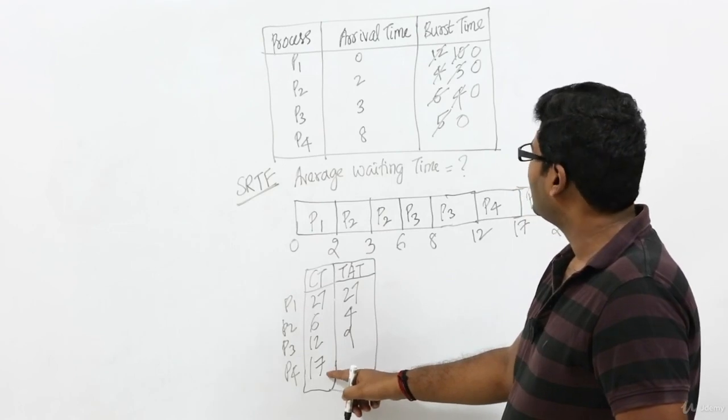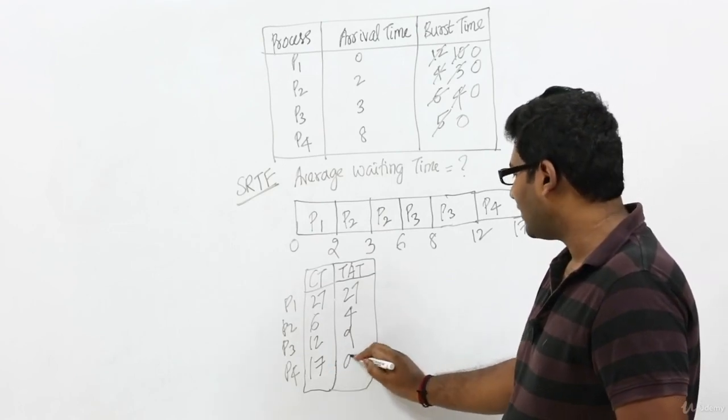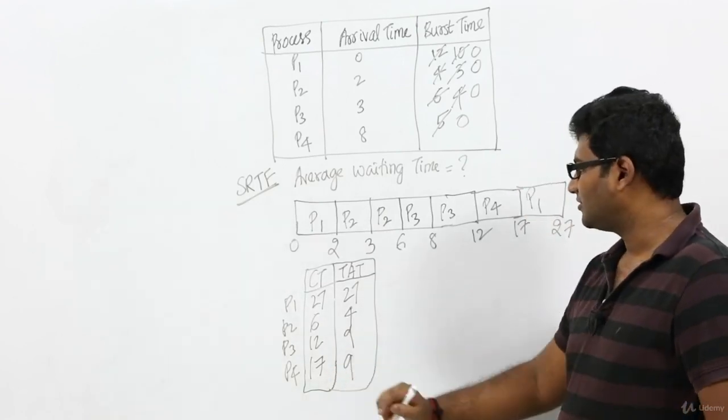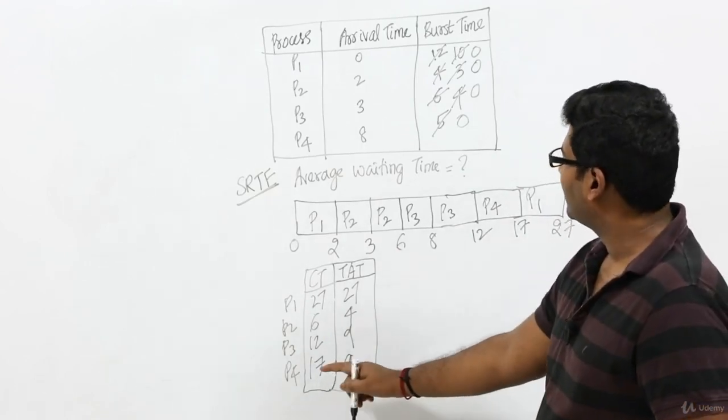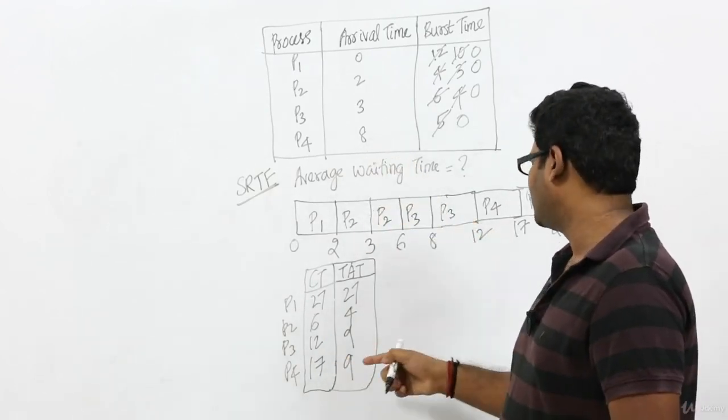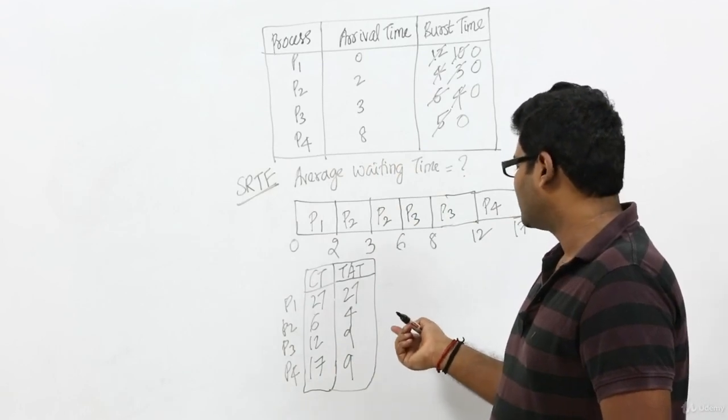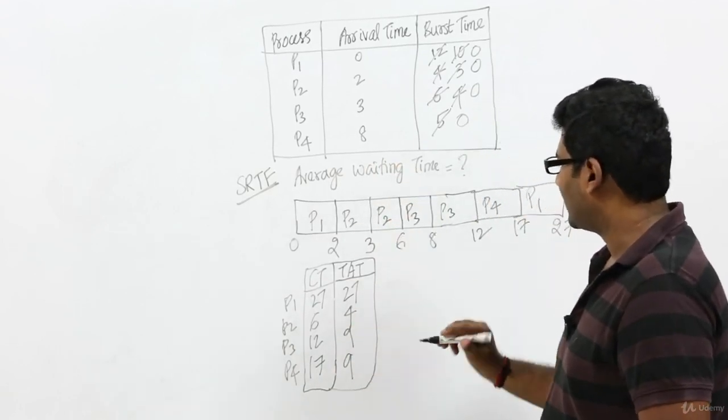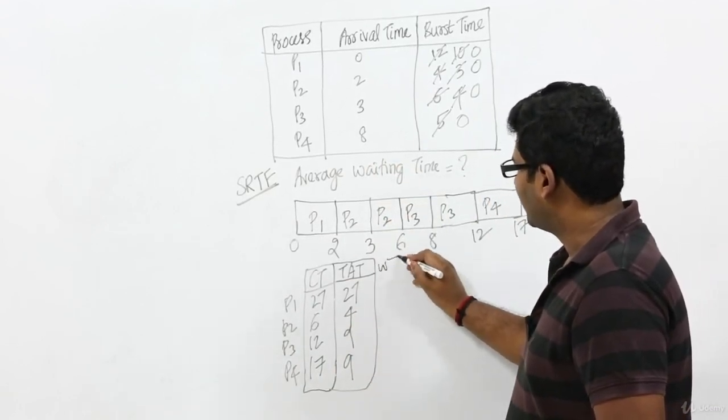17 minus 8 is again 9. P4 has completed its execution at 17 and it arrived to the RAM at 8, which means it has a turnaround time of 17 minus 8, which is 9. Fine. Now let's compute the waiting time.